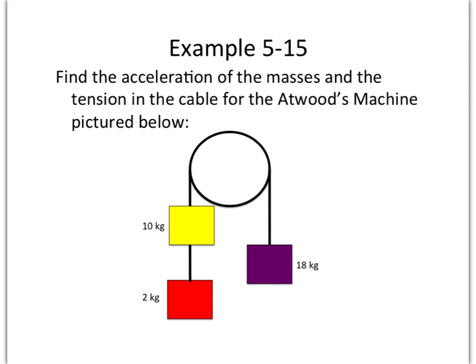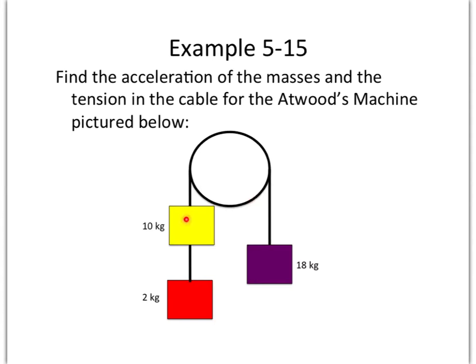Hello again, everybody. We're getting towards the end of our chapter 5 on forces and Newton's laws, and we're working on some example problems dealing with connected objects. And these connected objects are actually in configurations that we call Atwood machines. And this machine, this pulley right here, is going to spin one way or the other depending on where the net force is on that machine.